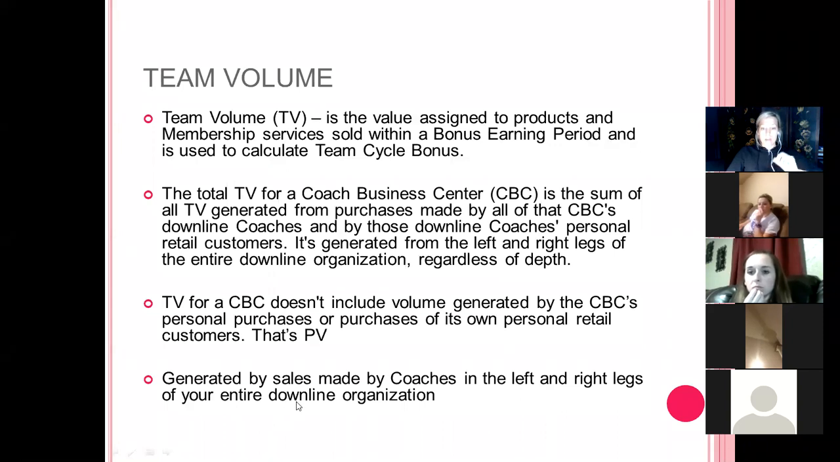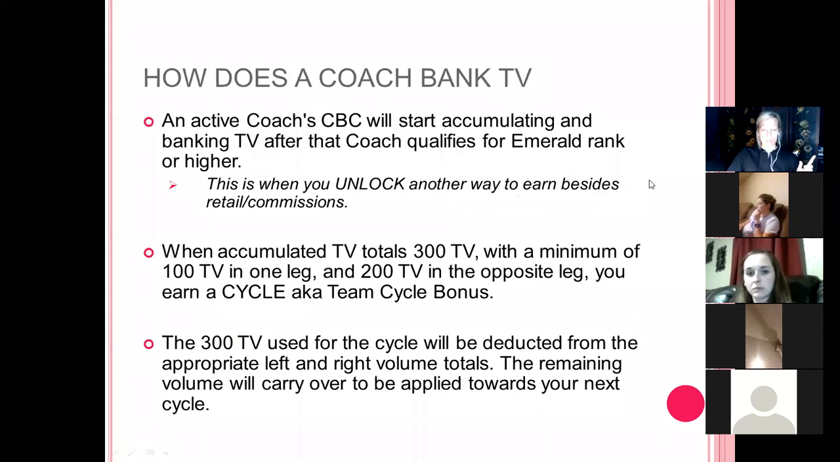Sales made by coaches in the left or right legs generate team volume. Team volume is generated by sales made by coaches in the right or left legs of your entire downline's organization, okay? Team volume benefits the whole team. PV benefits just that person. So how does a coach bank TV? How do they accumulate it?